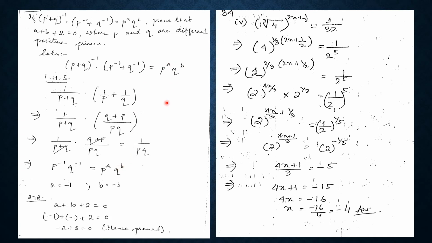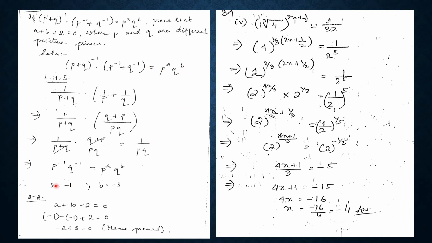So this can be written down as 1 by p plus q into q plus p by pq, and on solving this, if I solve this, we get 1 by pq as our answer, which can be written as p to the power minus 1, q to the power minus 1, which is equal to p to the power a and q to the power b.